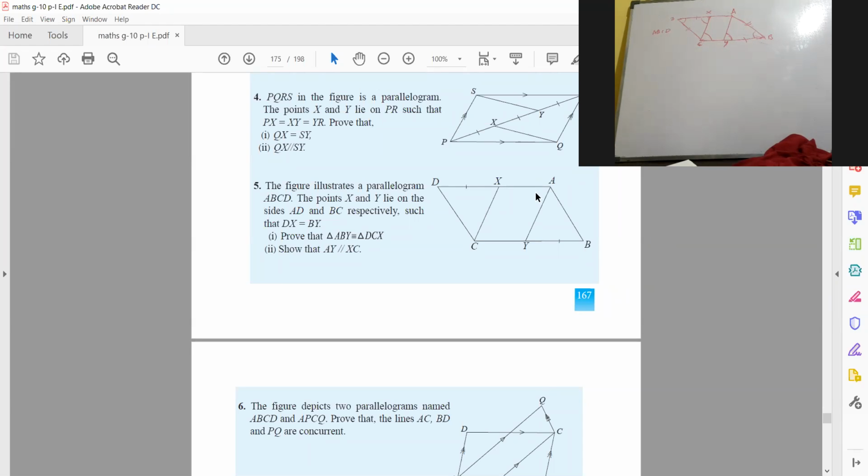Then, as these two lines are parallel because ABCD is a parallelogram, these two become alternate angles. Therefore, these two angles are equal to each other, making these two corresponding angles which are equal. So by that we can say the lines AY and XC are parallel to each other. There are other methods also, but this is a bit easy.